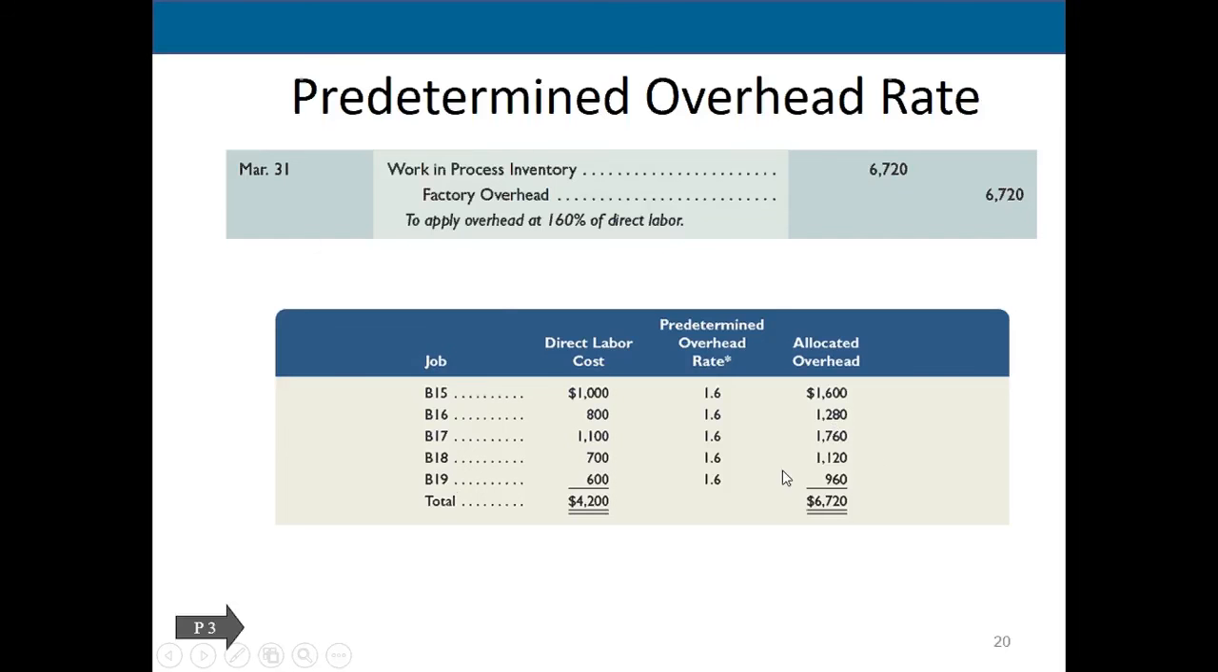Obviously, we just want to summarize it and do it all at once. So here's all the jobs, $6,720. We take it out of the factory overhead bucket. Remember, all those costs went into factory overhead as a debit, so now they've got to come out as a credit, and we move it into our work in process inventory.